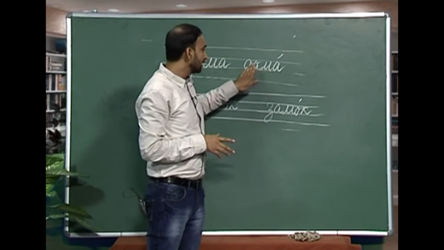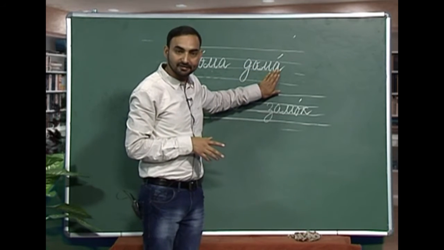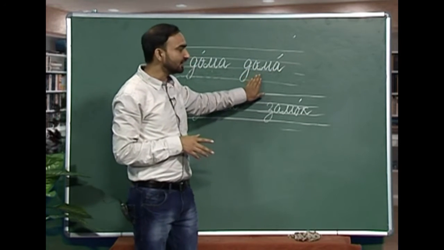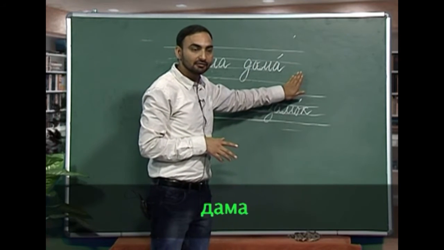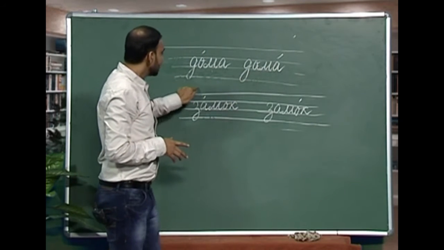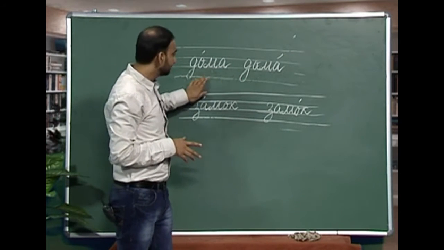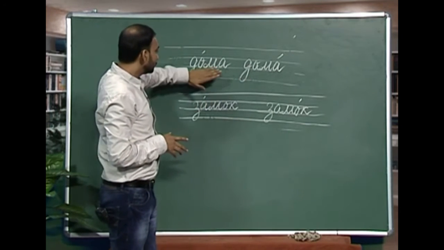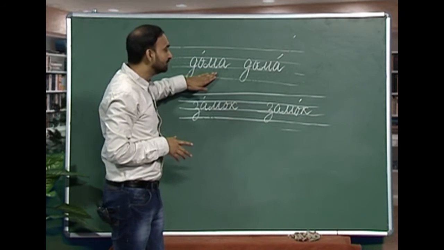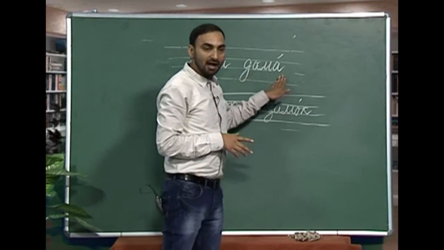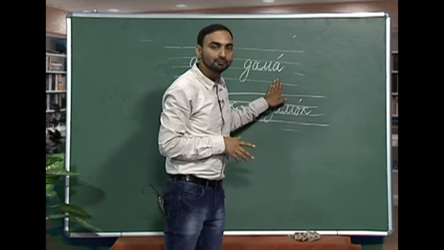Here, this O is unstressed, while this A is stressed. So, how will we pronounce this word? Dama. So, see, the position of stress has changed here in these 2 words. Doma is "at home", so it is an adverb, and dama is "houses", the plural of dom.